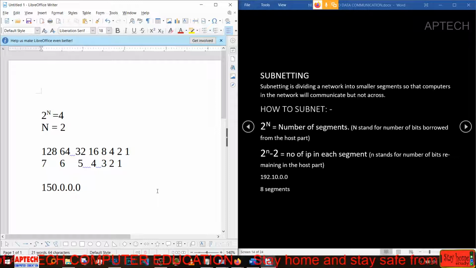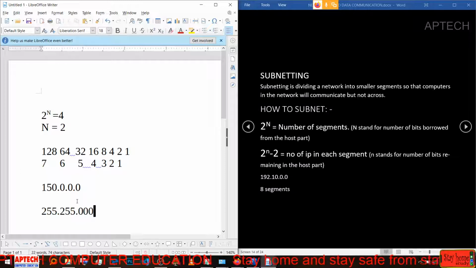So you're dealing with such an IP. What's happened is, if you want to divide it, we now know that we are supposed to borrow 2 bits. So what happens is you write 255.255 for the 2 network parts. Now we know that you're going to borrow from the host parts.